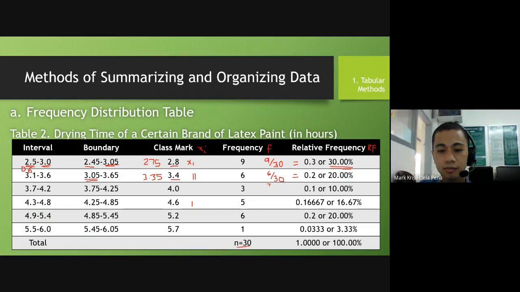Then we have 3 divided by 30, and that's 0.1. Multiply 0.1 by 100%, you'll get 10%, and so on. So it will be your task to calculate all of these. Remember, you have to put the table number and the table name. So I put here Table number 2, drying time of a certain brand of latex paint, which is expressed in hours. And these are my headers, my row classifiers, and the body. I don't have any source because I might have taken it based on experiment.